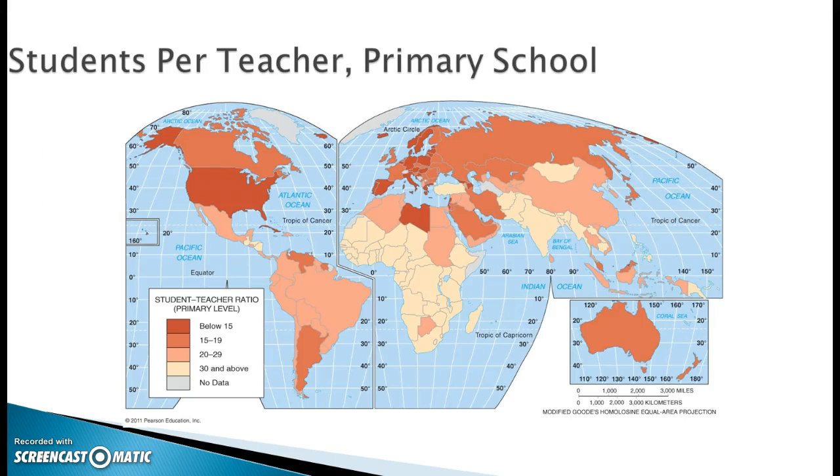So another way to measure some of this is to look at the number of students per teacher, right? Number of teachers being an approximation of how well educated a society is, because you have to have some measure of education if you're going to teach others. And primary school, by the way, anytime you see that, think elementary school. That's what we call it here in the States.